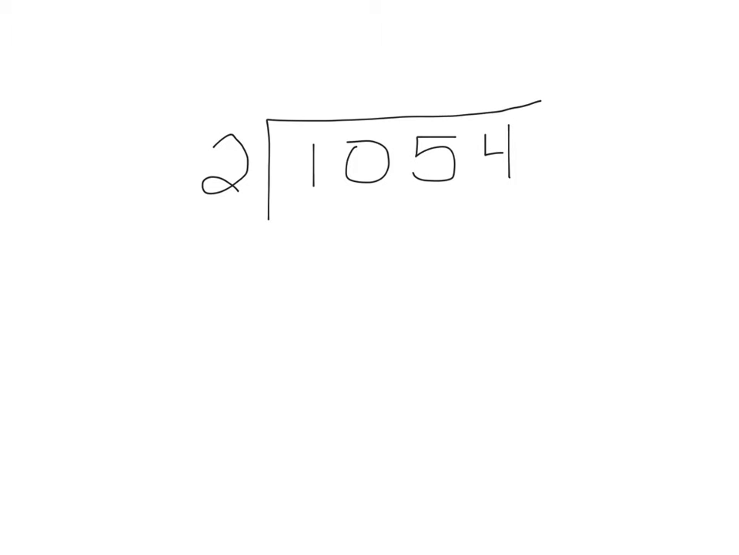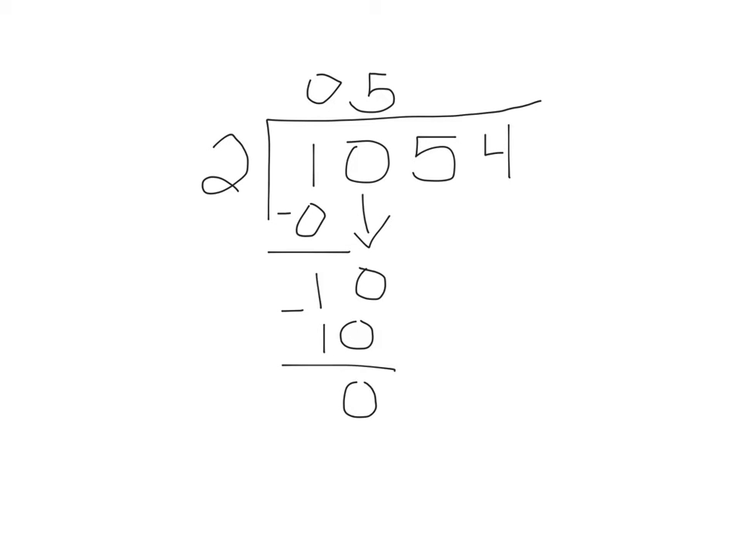Can it go into the 1? No, it can't. So I put a 0. 0 times 2 is 0. I subtract. 1 minus 0 is 1. Then I bring down the 0. 2 into 10 can go 5 times, so I put a 5 up here. 2 times 5 is 10. So I put a 10, I subtract, I end up with 0.